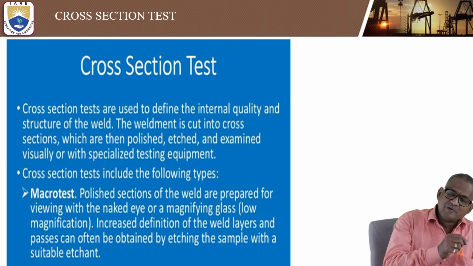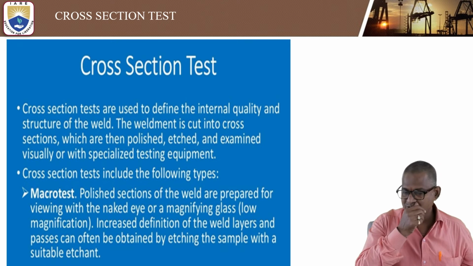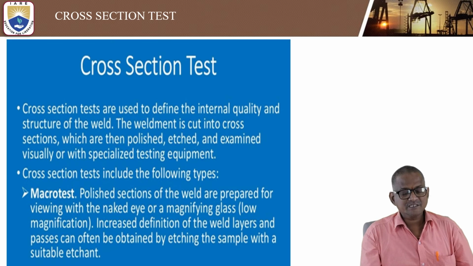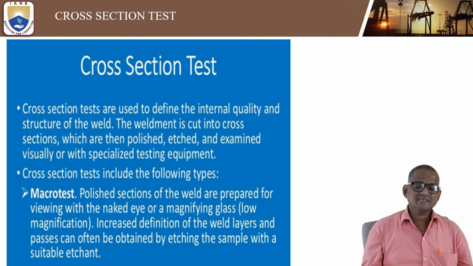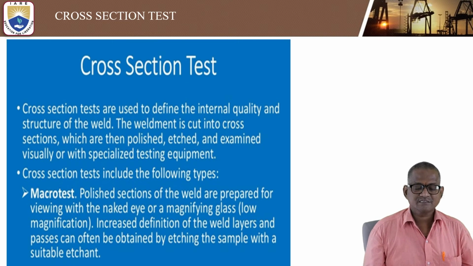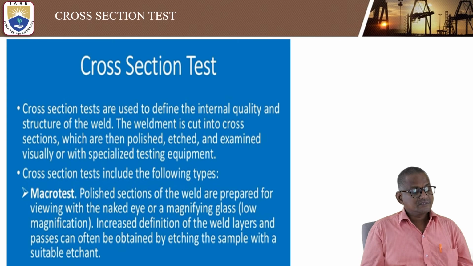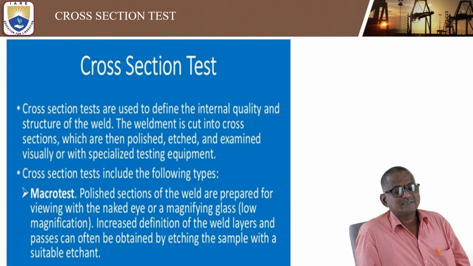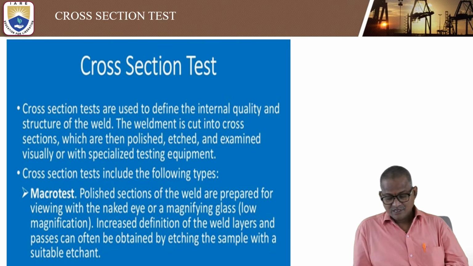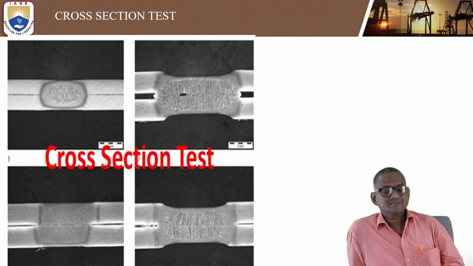If there is a problem in the testing machine, ultimately you end up with the same type of problem. So you need to understand the cross section test, which means the micro and macro test. This is how we perform the cross section test in the destructive testing of welds.